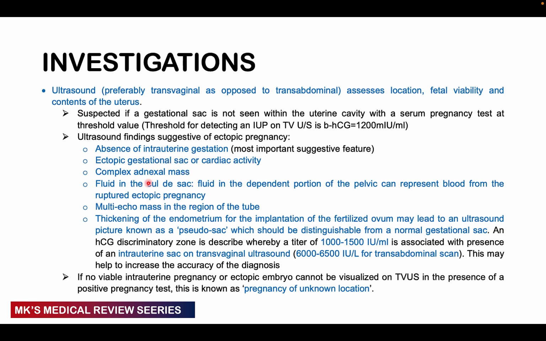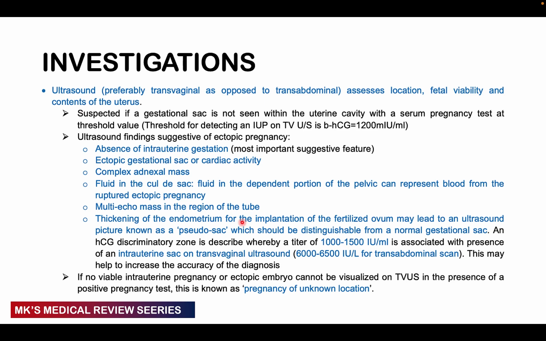Next, you may get fluid in the cul-de-sac. Remember that this fluid is in the dependent portion of the pelvis. This can actually represent blood from the ruptured ectopic pregnancy. You may also have multiple echo masses that you see in the region of the tube. Then you may get thickening of the endometrium for the implantation of the fertilized ovum. This may lead to the ultrasound showing what is known as a pseudosac, which should be distinguished from a normal gestational sac.